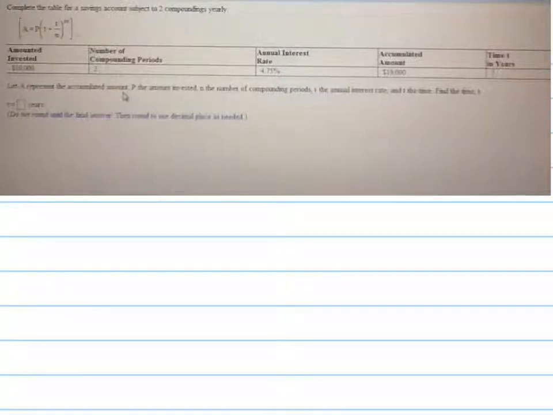Alright, so it says complete the table for a savings account subject to 2 compoundings yearly. So this right here is your N, this is your P, the amount of investment is your principal, or P. This is your rate. Actually, your rate is going to be 0.0475, you have to move the decimal over twice. This is the amount, the accumulated amount, and then this is your time.